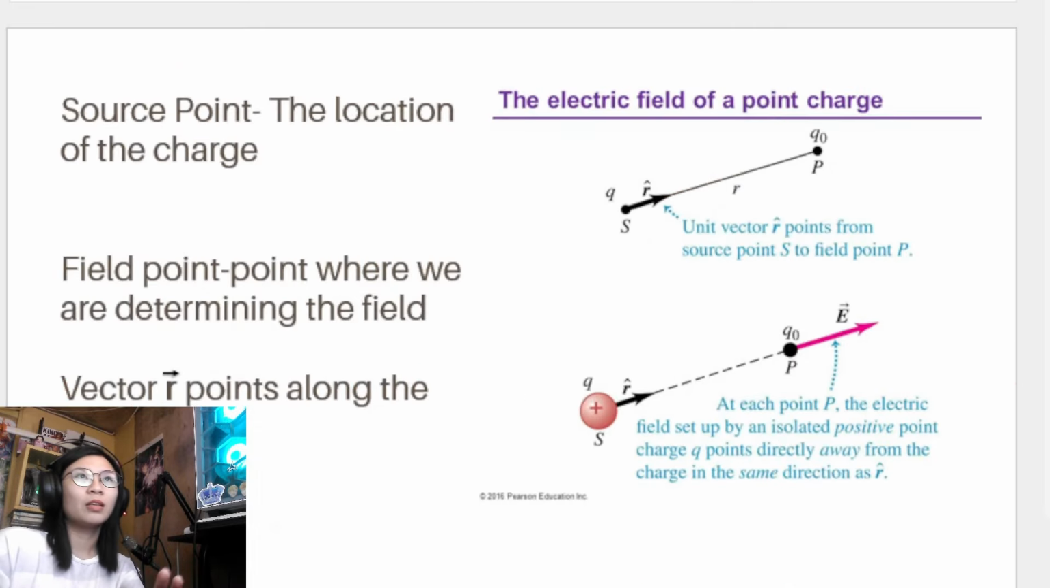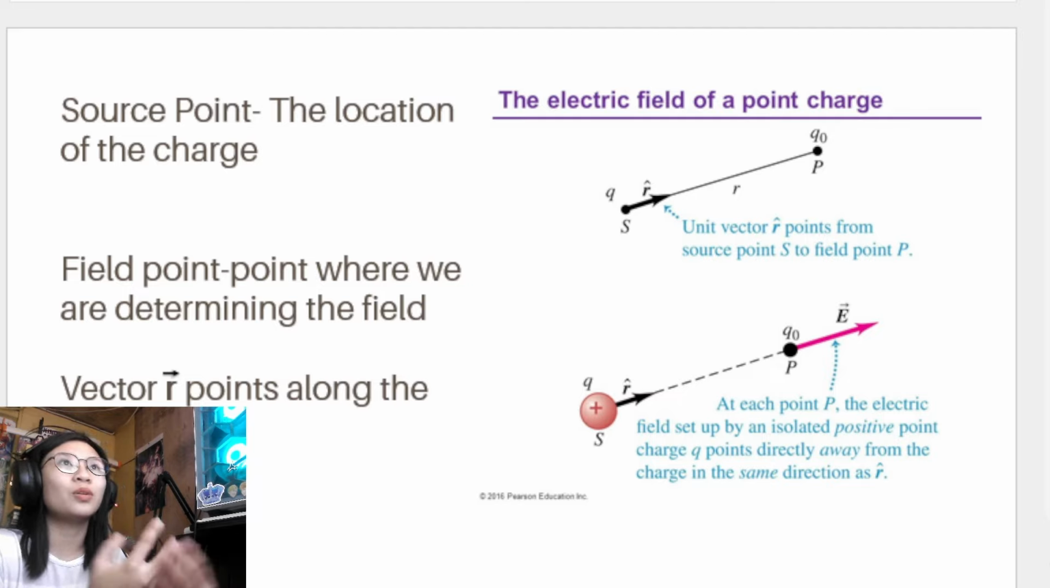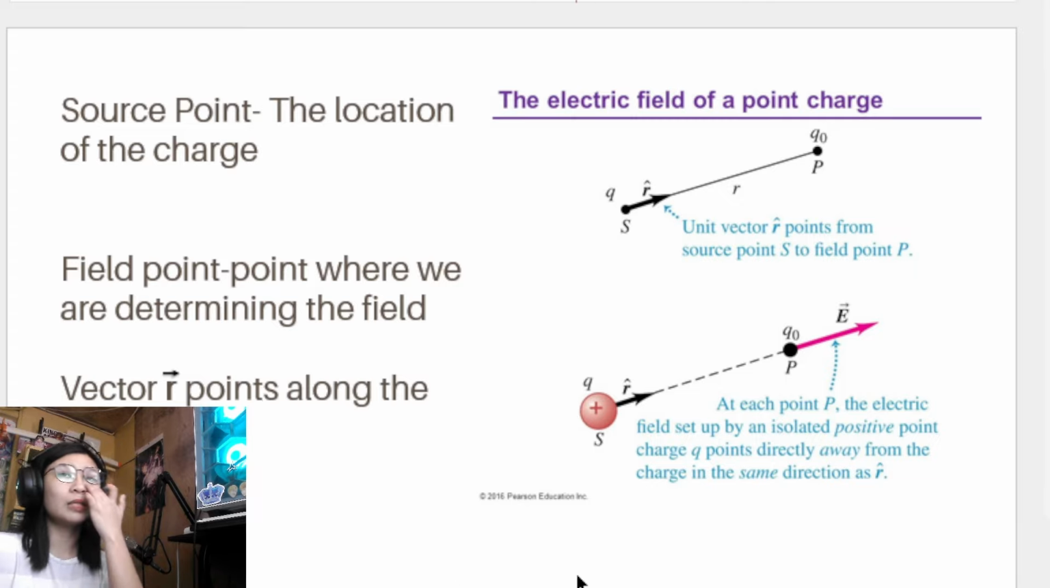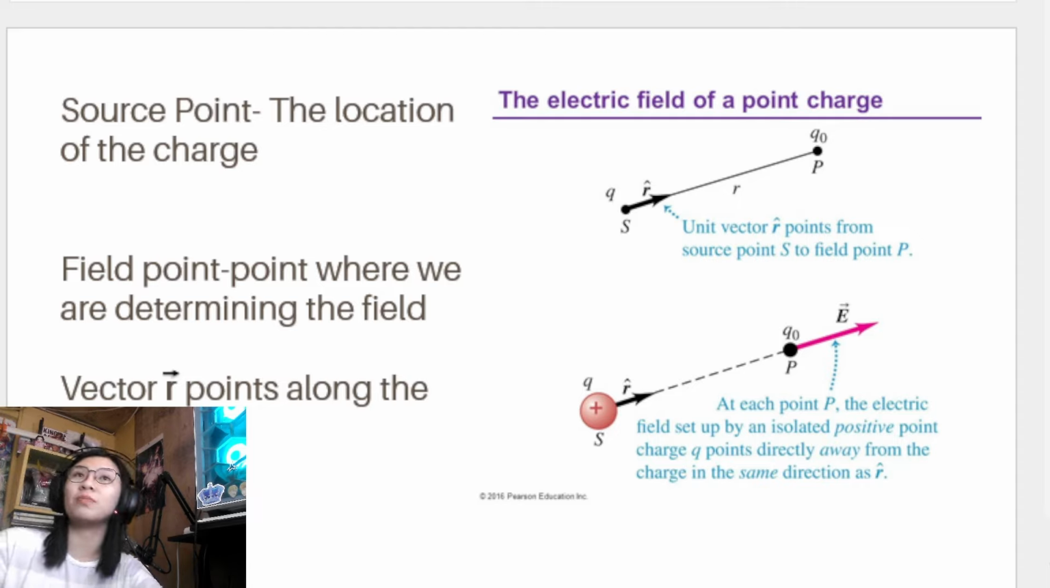Okay. Now, this is the electric field of a point charge. So we have a source point. Source point is where your charge is. Asa gid siya dapit. That is the source point. Now, that is your location of the charge. So we have here, this is our S. Okay. Now we also have the field point. The field point is where we determine the field. Asa dapit ang iyahang field. Okay.